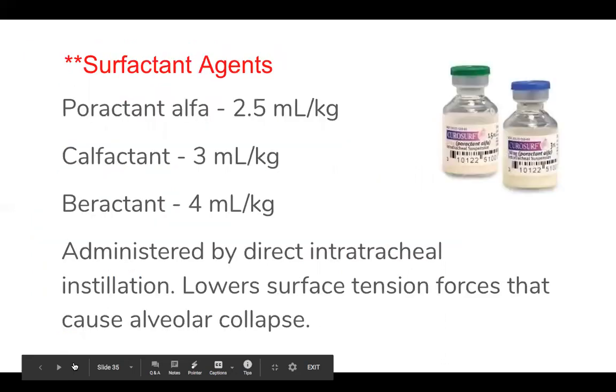The last one is your surfactant agent. Your surfactant agent is administered by direct intratracheal instillation, and it is lowering the surface tension forces that cause the alveolar to collapse. And your agents could be poractant, calfactant, or baractant. Again, what do your surfactant agents do? They lower the surface tension forces that cause alveolar collapse.